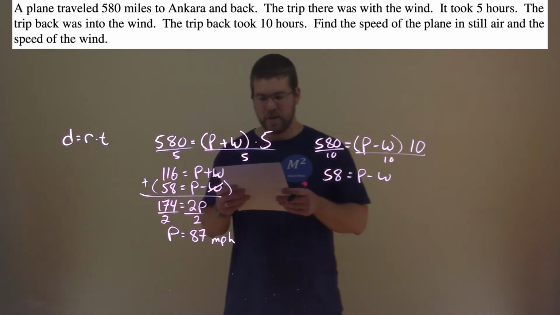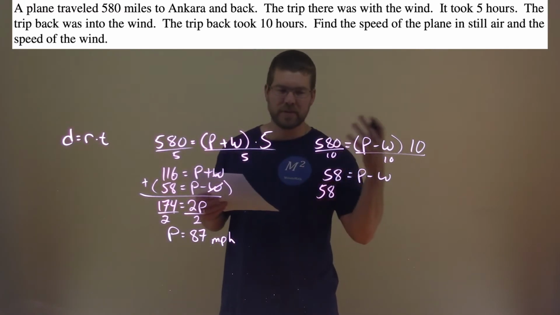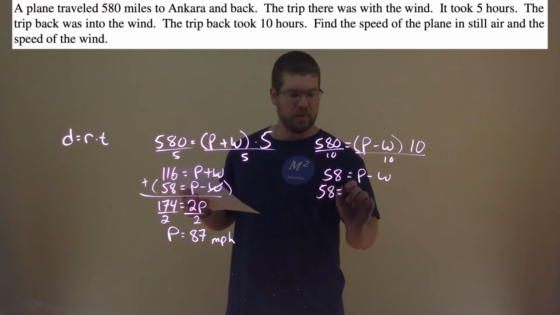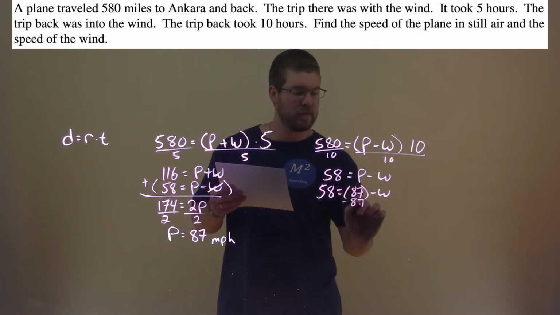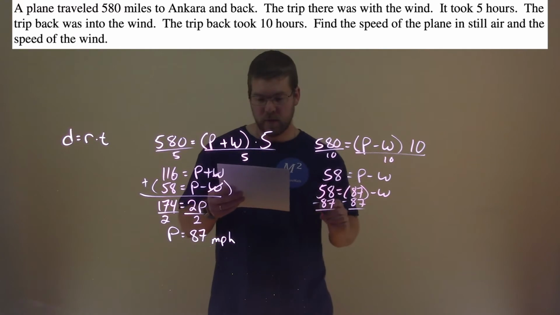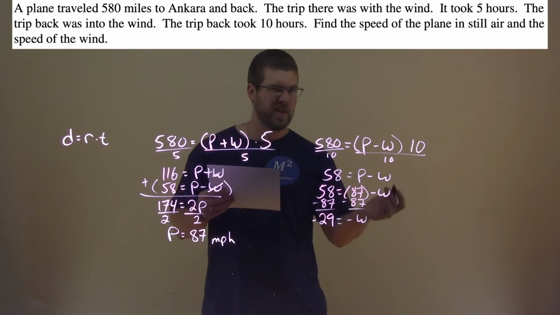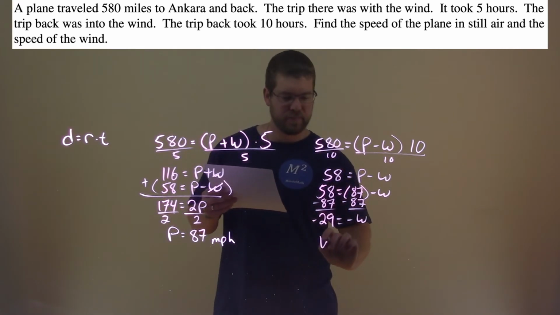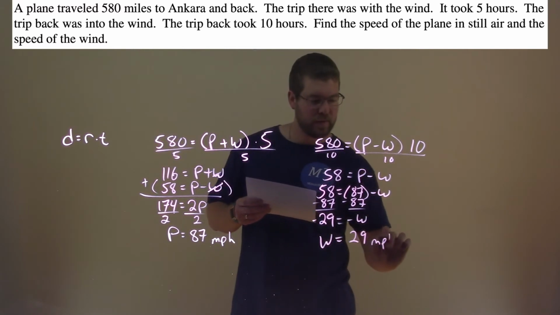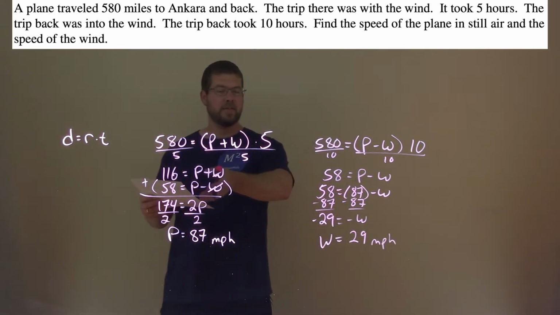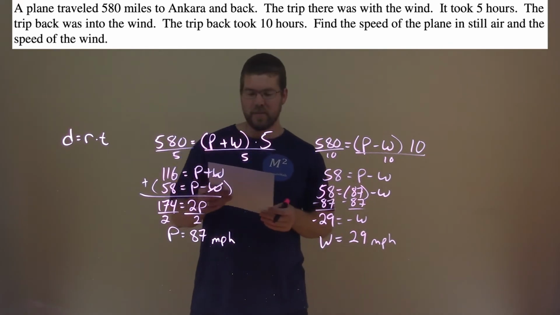We then can take that information and plug it in for this P value to solve for W. We can pick any of the original equations, but I'm choosing this one. 58 equals P, which is 87, minus W. I subtract 87 from both sides, following my standard rules here, and 58 minus 87 is negative 29, or negative W. Well, divide both sides by negative 1, and the negatives cancel out. W, the speed of the wind, is a positive 29, and that is miles per hour. So we have a final answer. The speed of the plane in still air is 87 miles per hour, and the speed of the wind is 29 miles per hour.